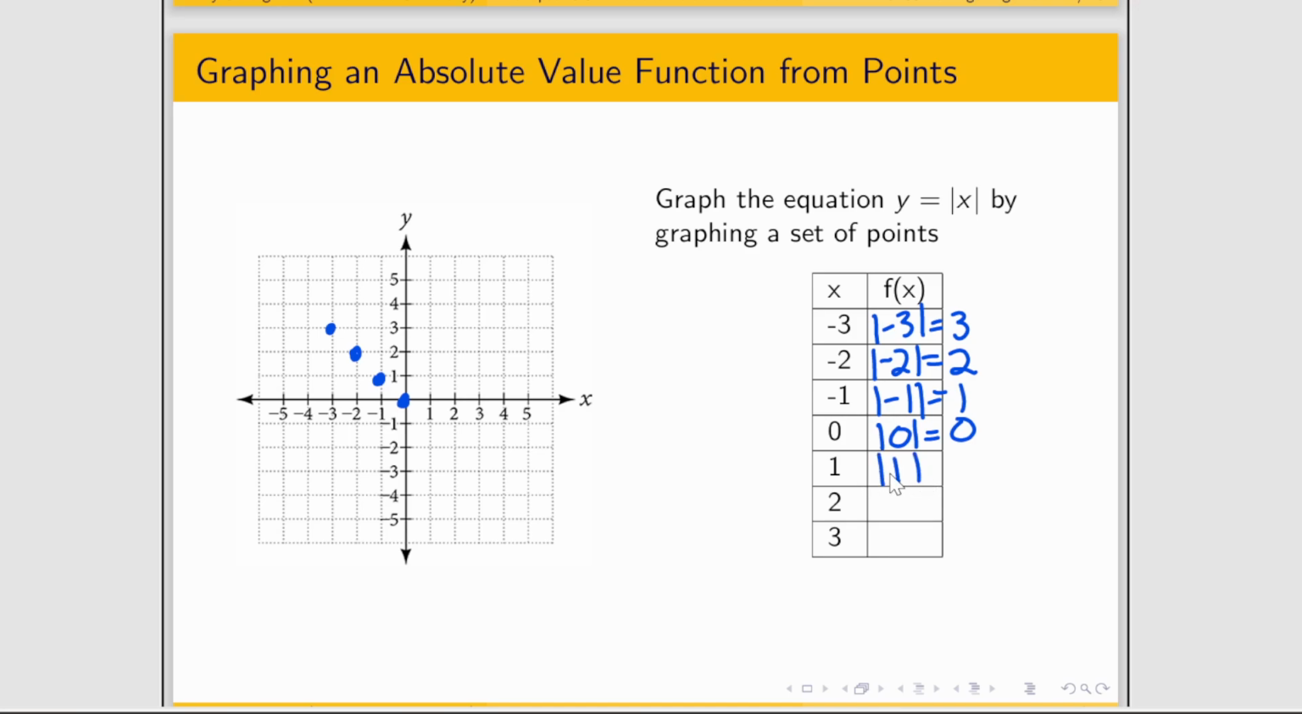Then I can plug in +1. The absolute value of +1 is +1. 1's already positive, you just keep them positive. Absolute value of +2 is 2, so I have a point at 2, 2. And the absolute value of 3 is 3, so I have a point at 3, 3. So if you notice, for all of these things that evaluated to a positive, this is just the line y equals x, and all these things were on the inside was initially negative, and then we just flipped them around. It became the line y equals -x.